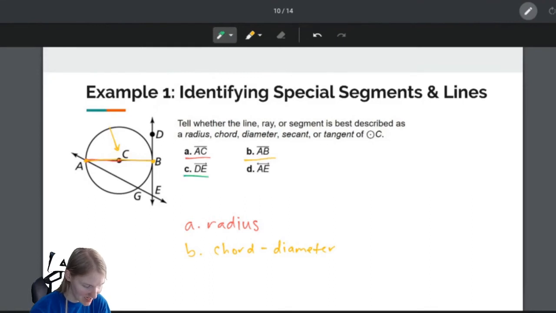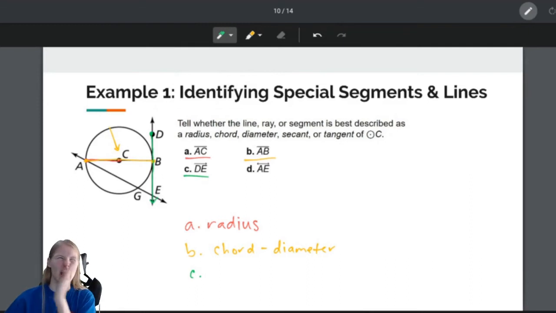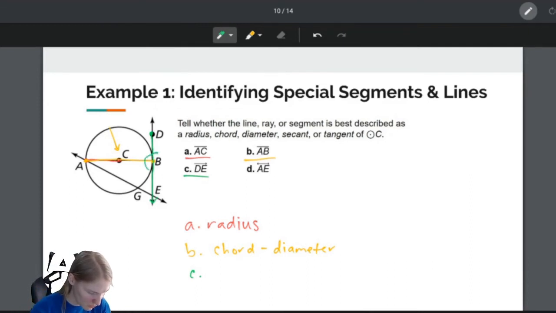Next, DE, the ray. DE, so that's talking about this right here. So, let's see, DE, it is a ray, kind of on the outside of the circle that only touches the circle at one point B. What did we call it when we only touched the circle in one place? Oh yeah! We called it a tangent.